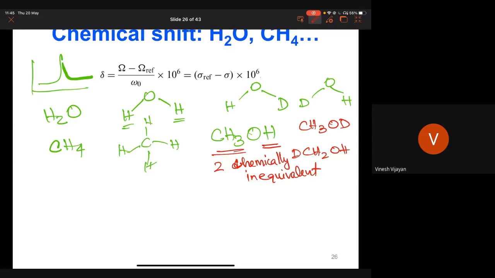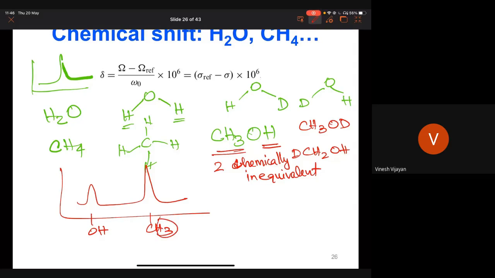NMR is a technique which is fantastic at picking chemically inequivalent protons. So therefore, what is going to end up happening, you're going to get two signals, one signal that comes for OH, one signal that comes for the proton that's present in the methyl group. This is the intensity, and this is the delta scale that we are trying to plot.